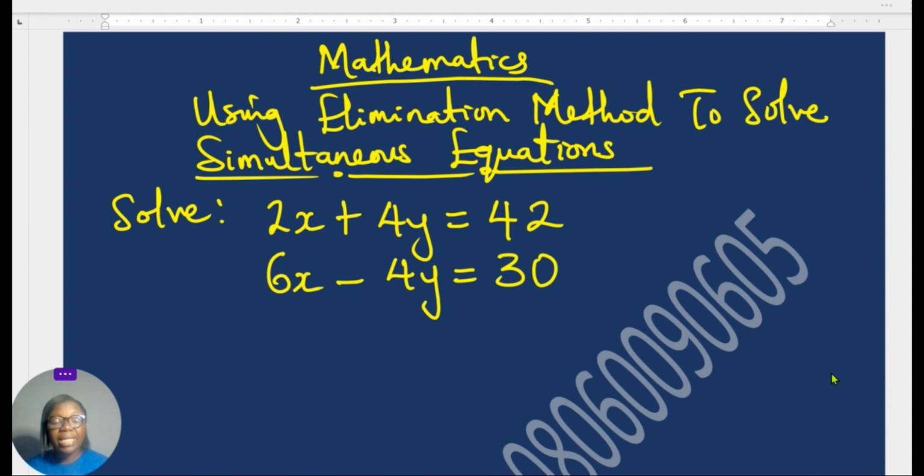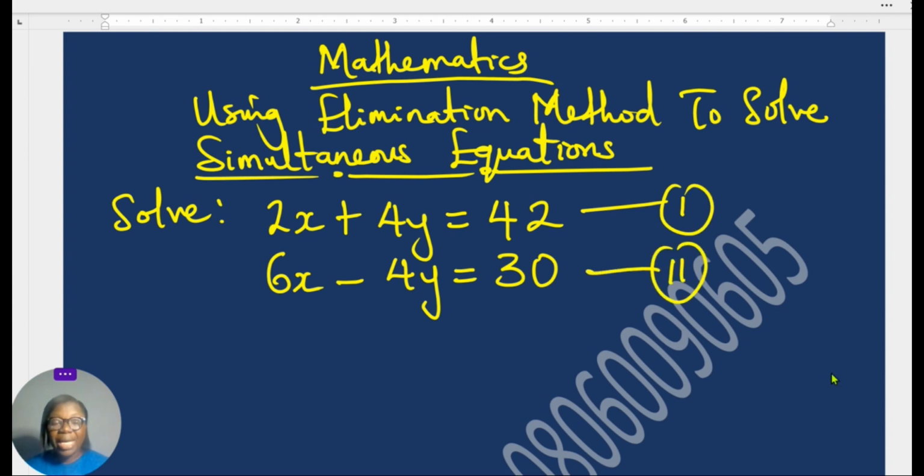So take note, you're going to either add or subtract. The second thing you need to take note of is that the variable to be eliminated must have the same coefficients. What do I mean? They must have equal coefficients. Now look at this example. We have to solve 2x plus 4y equals 42, then 6x minus 4y equals 30. This is equation 1, and this is equation 2.